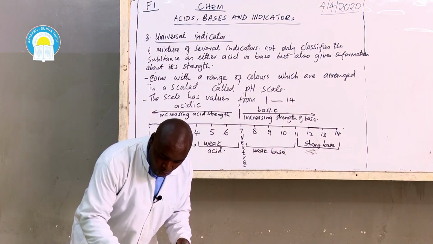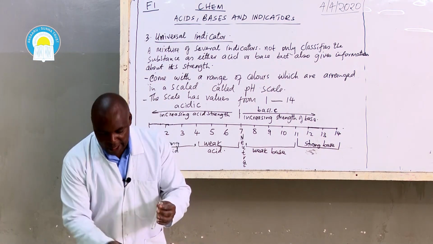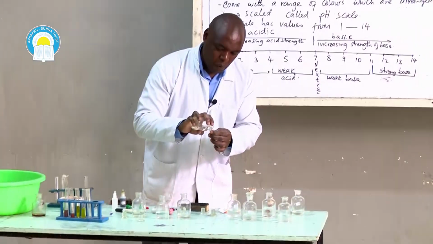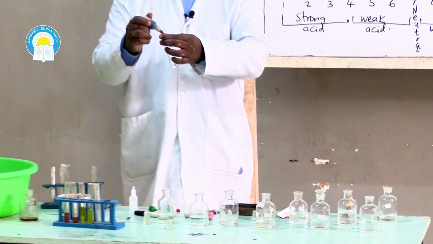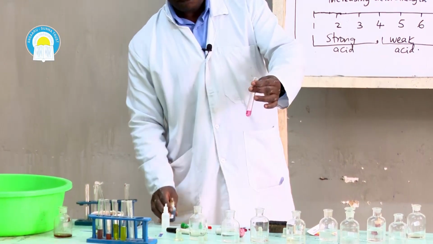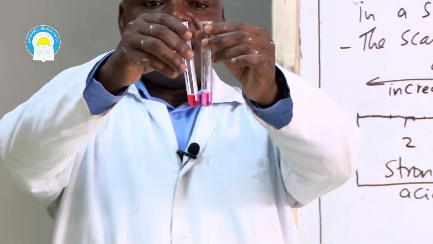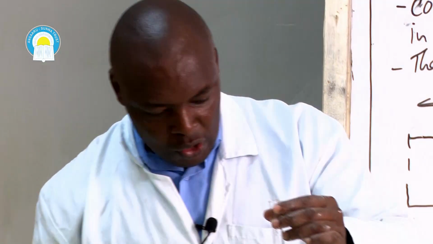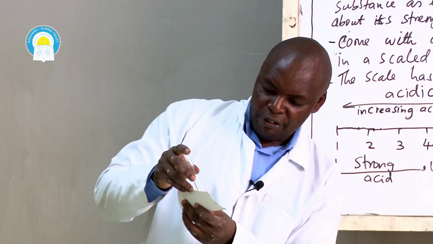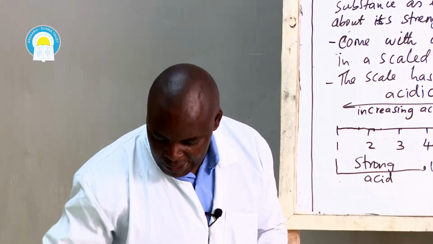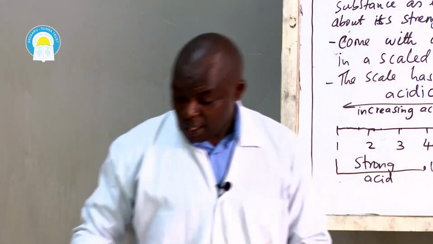Let us see a solution of acetic acid. You see the solution of acetic acid is different in color from the one for hydrochloric acid. Acetic acid here has a pH of 5. So it shows that a pH of 5 is a weak acid.